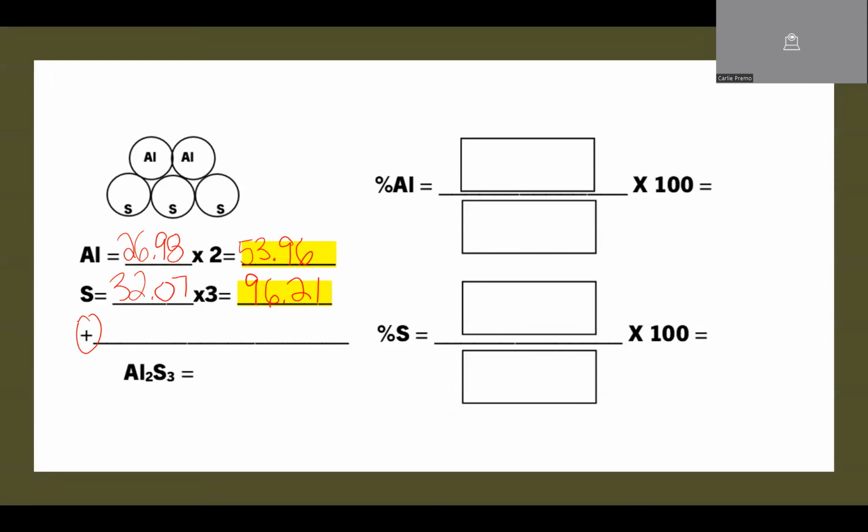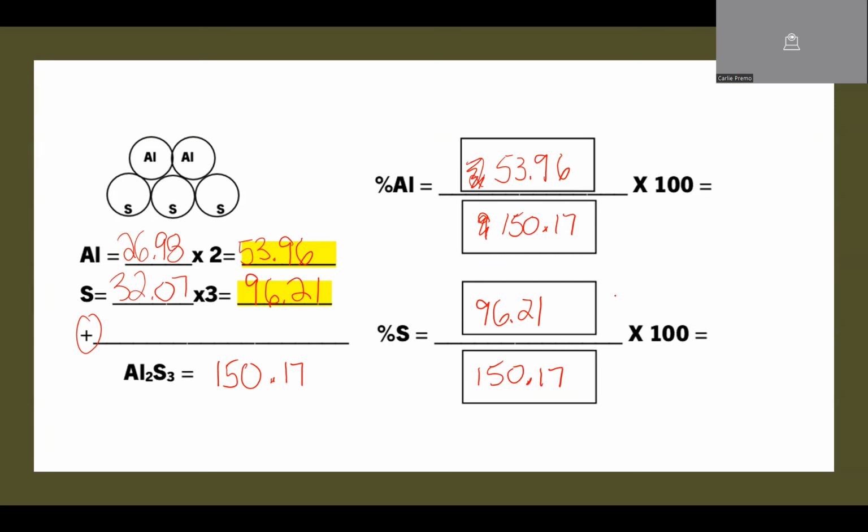And then we want to add that together, figure out what the overall sum is for our compound, which should be 150.17. And just like before, we're taking part over whole. So we're taking the part of mass that aluminum contributes, which is 53.96, divided by the entirety of it, which is 150.17. And then similarly, we'll take 96.21 and divide that by 150.17.